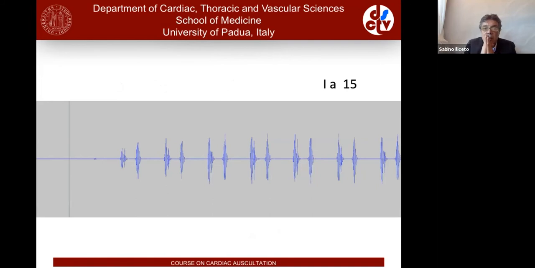The click is very precocious. We cannot say it is attached to the first sound, that is an error, because the ejection click is part of the first sound. It's part of the first sound we never hear, except when the aortic valve is bicuspid. Don't forget that the first sound is composed of two main components, the atrioventricular valve and semilunar opening. But the semilunar opening never produces sound except if there is either a bicuspid valve or, for example, a pulmonic stenosis.